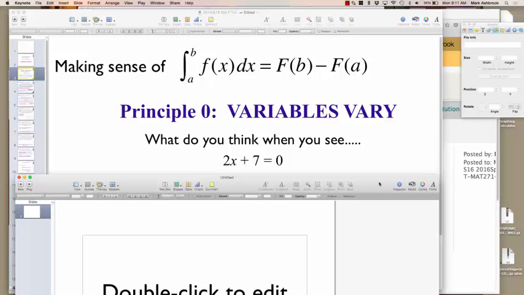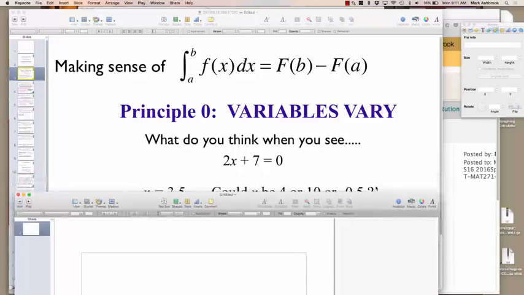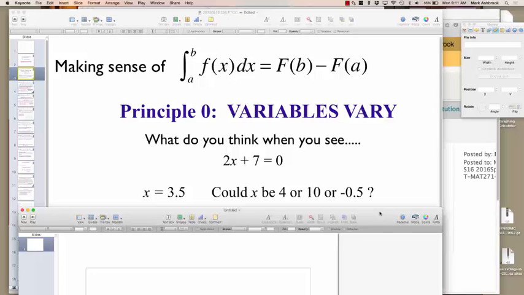So what do you think when you see this? 2x plus 7 equals 0. What do you think when you see that? Do you see subtract 7 from both sides and divide by 2 and then x equals? Hopefully we can do that in our head by now. 3.5, right? x equals 3.5. Could x be 4 or 10 or negative 0.5? Yes or no? How many people say no? How many people say yes? What are the rest of you thinking?